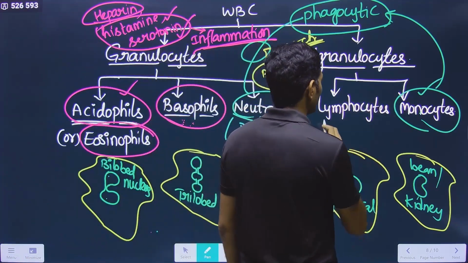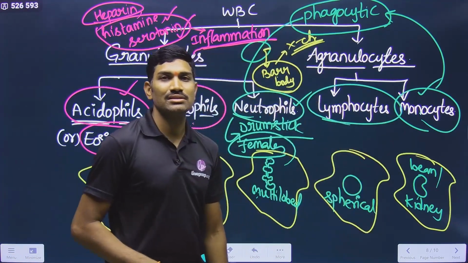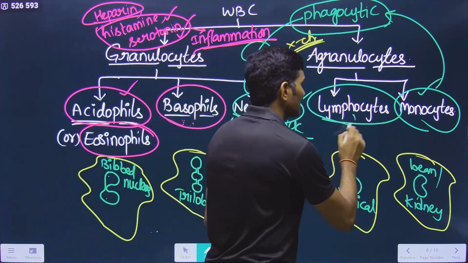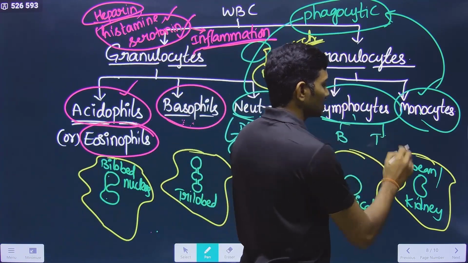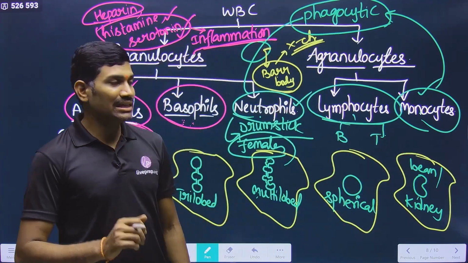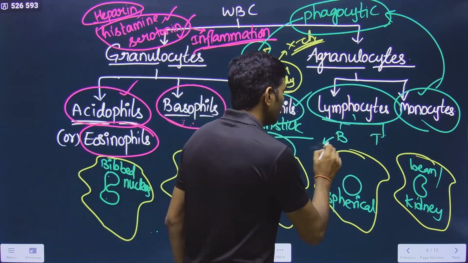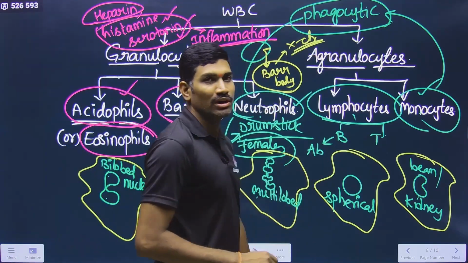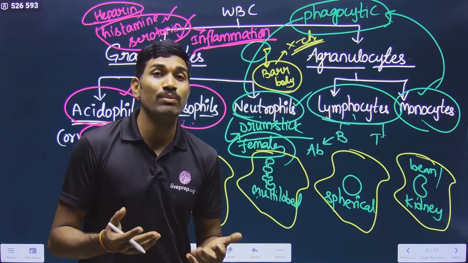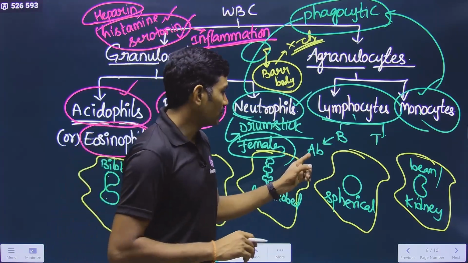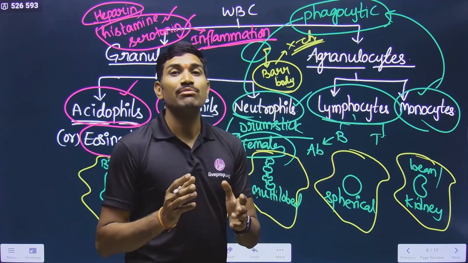Okay, both of their functions are completed. Now let us see the lymphocytes. Lymphocytes are of two types: B lymphocytes and T lymphocytes. B lymphocytes will produce antibodies. Antibodies are also called immunoglobulins. In the previous lecture, I told you about this.